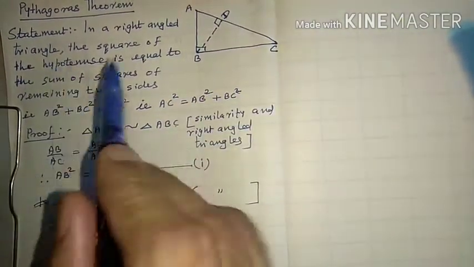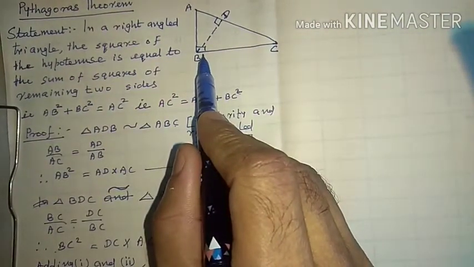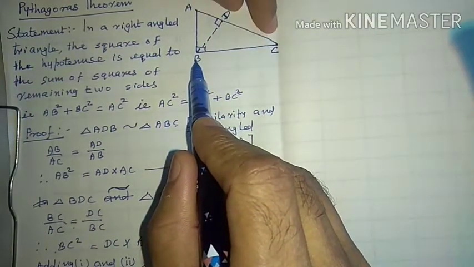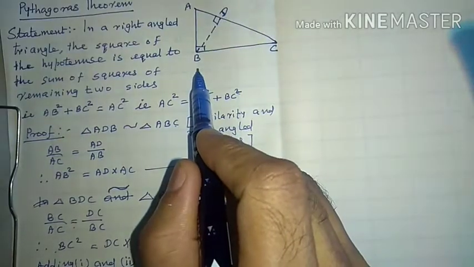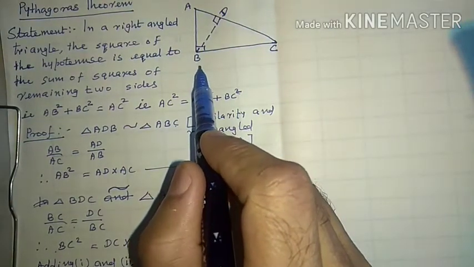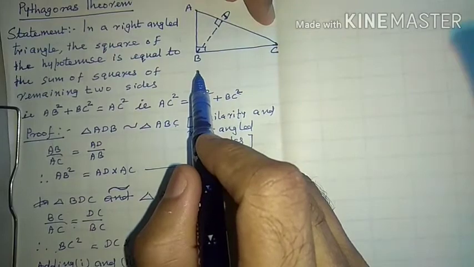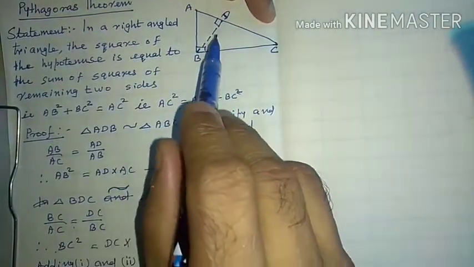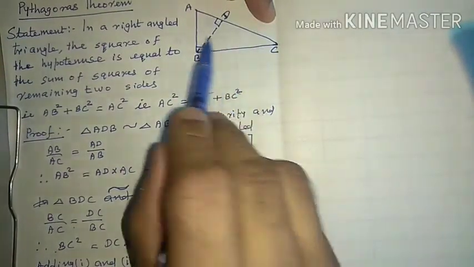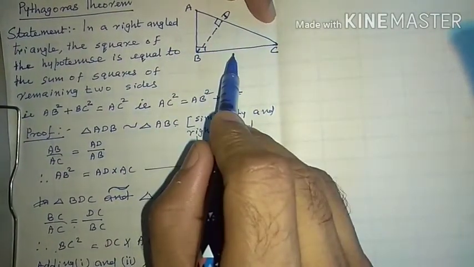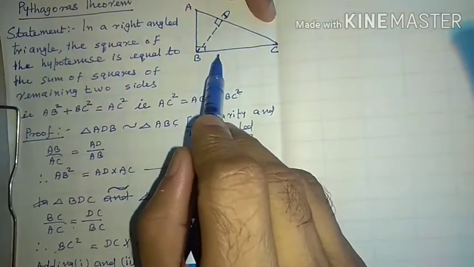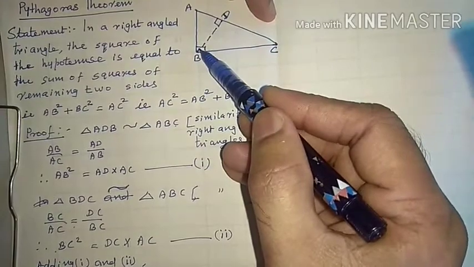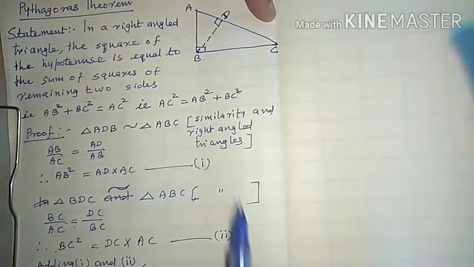In Pythagoras theorem, given a right angle triangle, we prove AC square, the square of the hypotenuse, is equal to the sum of squares of the other two sides. In the converse, what is given is the square of one side equal to the sum of squares of the other two sides. Then, if that condition is satisfied, the angle opposite to the greatest side is a right angle.